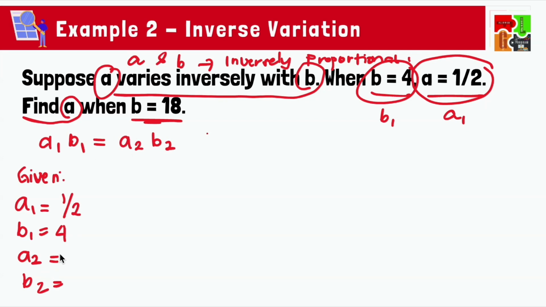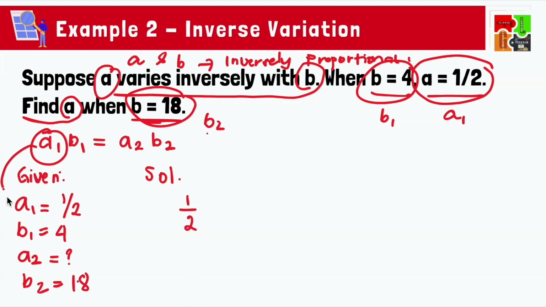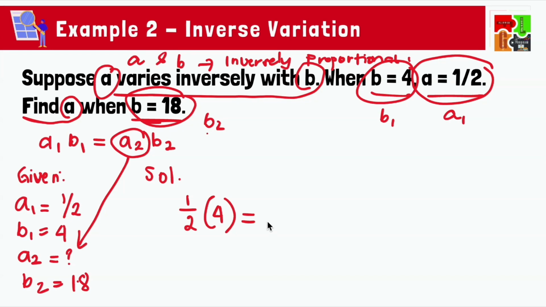Okay? And then A of 2, yun yung hahanapin natin. Yan yung missing. B of 2, that is going to be 18. Okay? Using the formula, this is gonna be the solution. So A of 1, that is 1 half. Next, B of 1 times B of 1, ito yung 4 dito. Okay? Equals sa A of 2, yan ang hahanapin natin. So isusulat lang natin yan dito. B of 2, that is going to be 18 from the given.